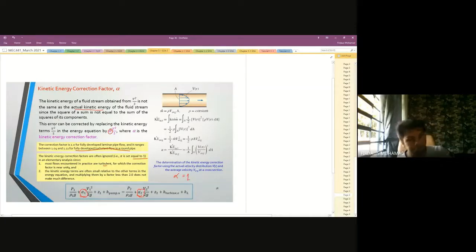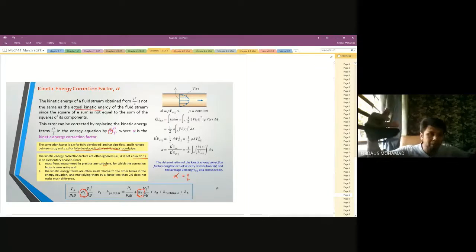Sebab dalam pipe kebanyakannya flow adalah turbulent, ataupun dalam power plant kita tadi pun flow dia tak ada yang laminar sebab very high velocity. So that's why we consider it is a turbulent flow. So turbulent flow correction factor dia adalah 1.